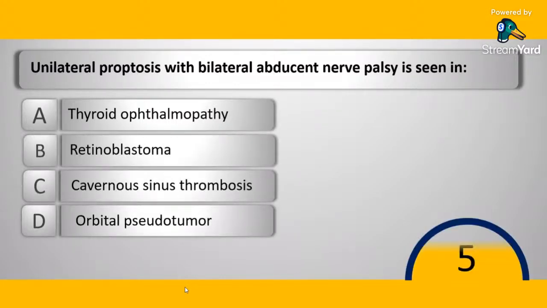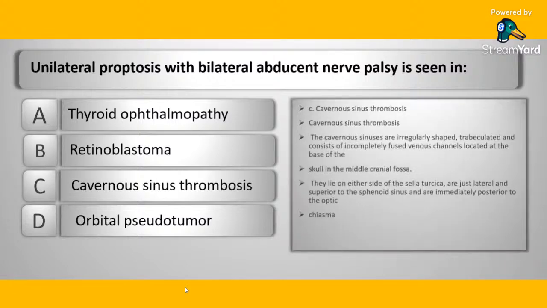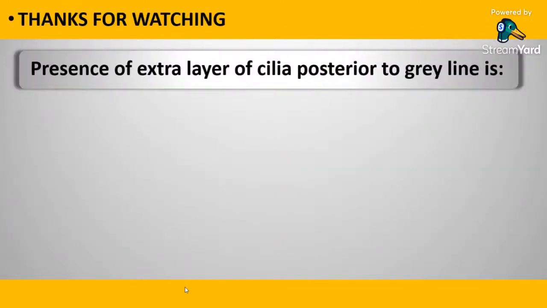Unilateral proptosis with bilateral abducent nerve palsy is seen with: A. Thyroid ophthalmopathy, B. Retinoblastoma, C. Cavernous sinus thrombosis, D. Orbital sarcoma. The correct answer here is cavernous sinus thrombosis. The cavernous sinuses are irregularly shaped, trabeculated structures consisting of incompletely fused venous channels located at the base of the skull in the middle cranial fossa. They lie on either side of the sella turcica, are just lateral and superior to the sphenoid sinus, and are immediately posterior to the optic chiasma. So the correct answer here is cavernous sinus thrombosis.